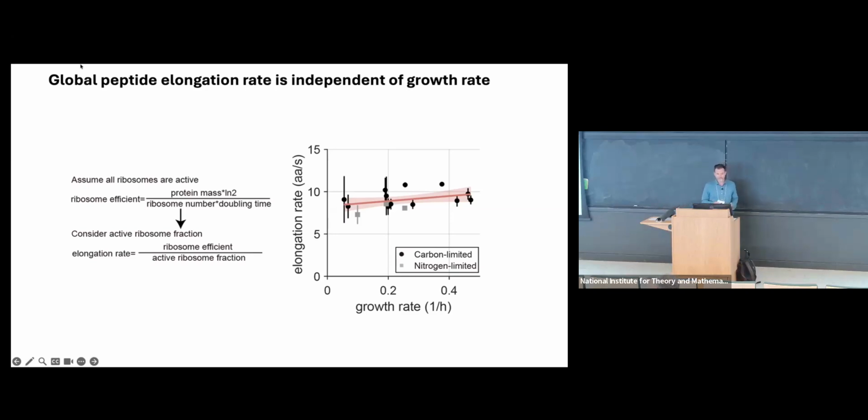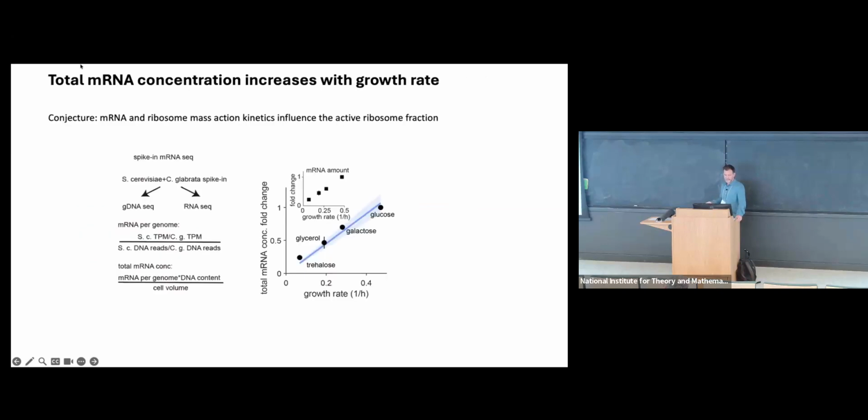So that was kind of exciting for a couple of reasons. One is that it's very different than what was seen in bacteria, so it's clearly a different organizational system. The other thing is that we can measure, as a separate measurement, the total mRNA concentration as a function of the growth rate, and we can also see a linear increase in the concentration of mRNA as a function of the growth rate.